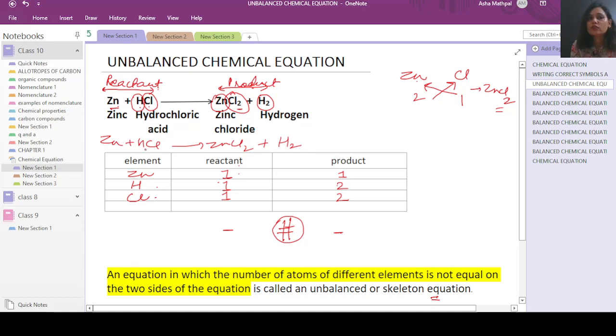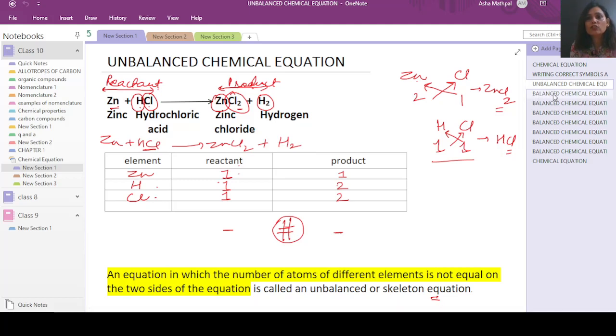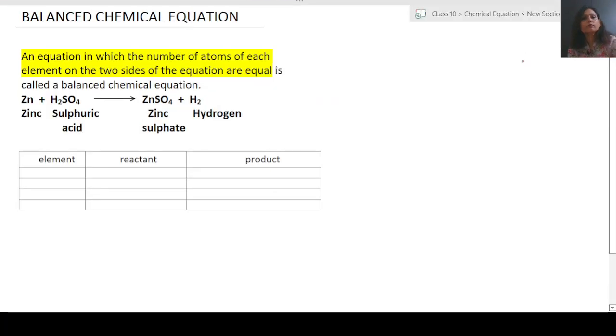Then this is hydrochloric acid, HCl. That is, H combines with Cl. H valency is 1, Cl valency is 1. So this one will go to H, this one will go to Cl, and it will become HCl. Since the valencies are 1 and they are the same, they are not shown. That is why I am telling you that remembering valency and atomicity will help you in writing the correct chemical equation. Once you are able to write the correct chemical equation, only then will you be able to balance it. So let's go to the next topic, balanced chemical equation.